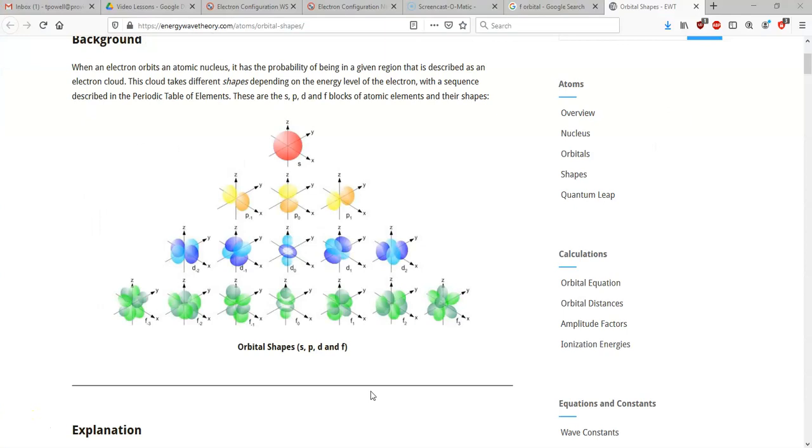And here's a better drawn out picture. So you can see s is a sphere, p are the dumbbells, d has 5 that look kind of like 4-leaf clovers with a donut, and then this is an f orbital. So f orbitals are far more complicated to draw, and you'll never have to worry about them. But they are 7 orbitals, and they can hold up to 14 electrons.